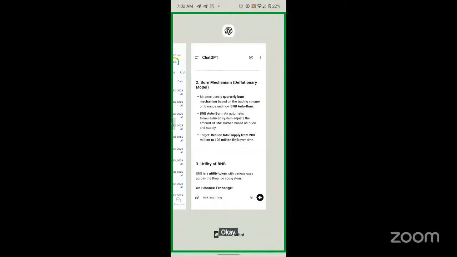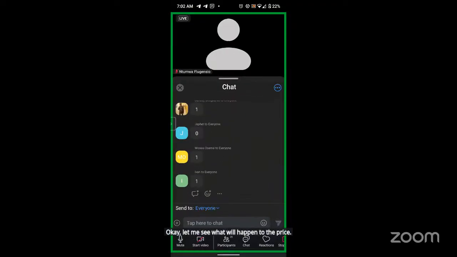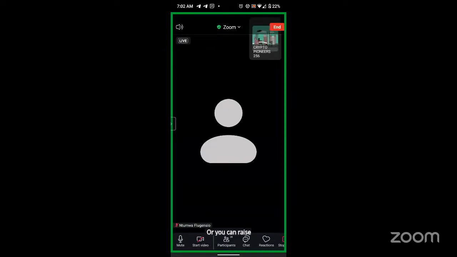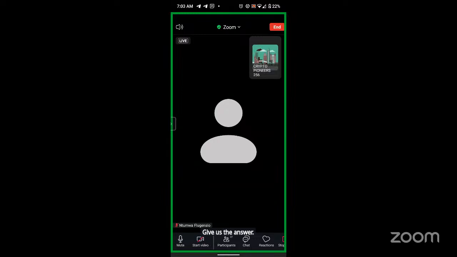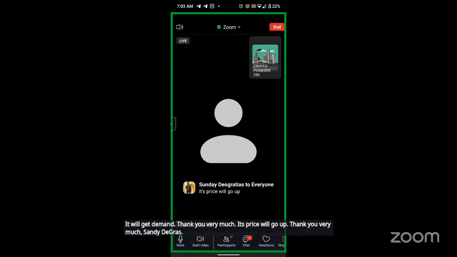Okay, let me see what will happen to the price. Let's say we have BNB and 25 are burned, remaining the 75. It means it has reduced in quantity. What do you expect will happen to its price? Give me an answer in the chat. Or you can raise up the arm and give me the answer. How is it going to affect its price? The price will drop. Thank you for trying. Why will it drop? It will get demand. Thank you very much. Its price will go up. Thank you very much, Sandy Douglas. Yes. Its price will go up.